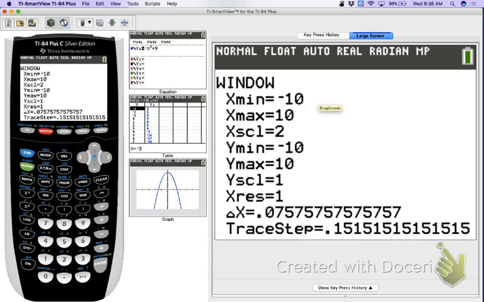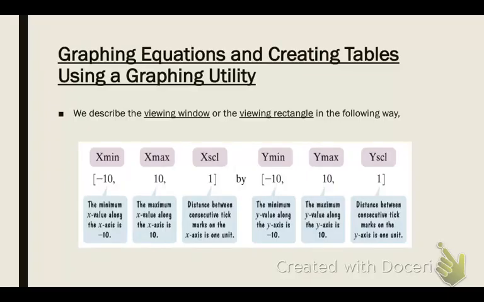Whenever we talk about the window and your X values, we talk about the X minimum and the maximum, and then whatever your scale is. The default of any of this is really just -10 to 10. This is your standard window from -10 to +10, and then 1 is your scale. That's just the distance between every tick mark, like we said earlier.